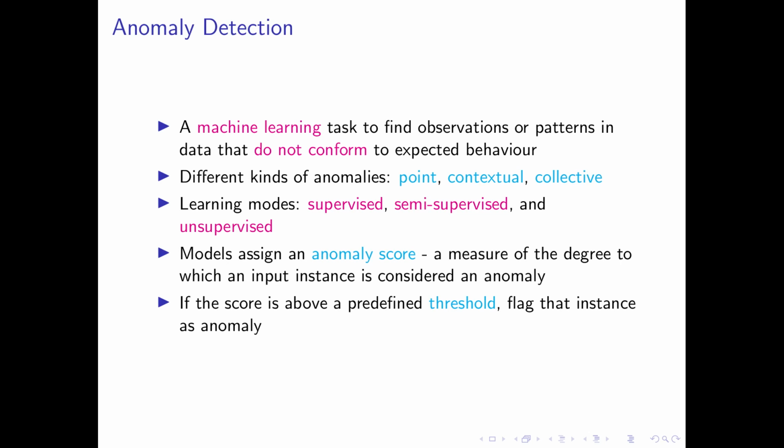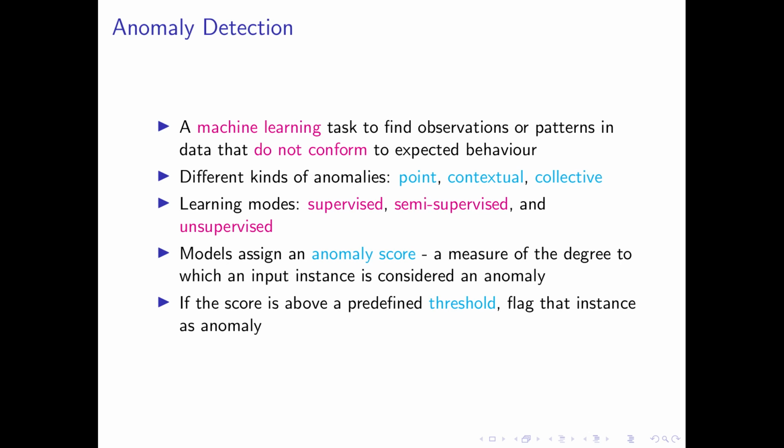Here we should say that there are different kinds of anomalies, such as point anomalies, contextual, collective, and this is explained in more detail in the report. Different learning modes of the algorithm. This is actually the same with the classical machine learning tasks, so we can have supervised, semi-supervised, and unsupervised operational mode.